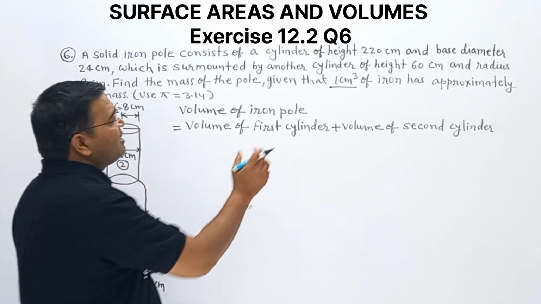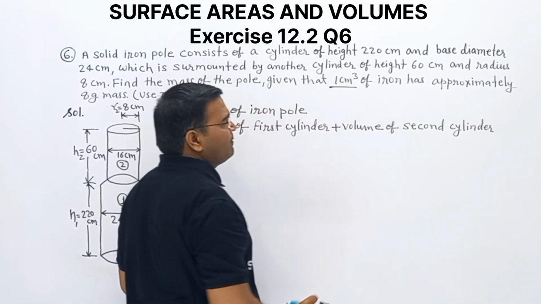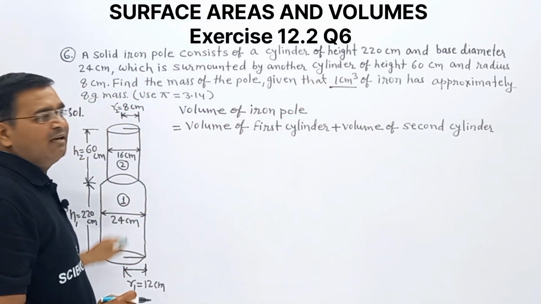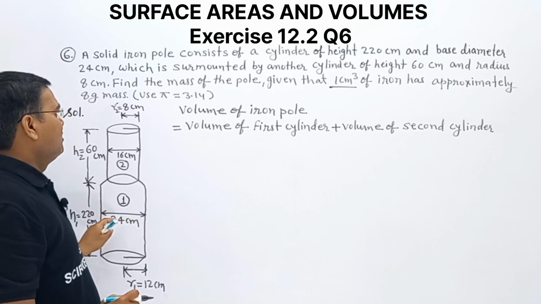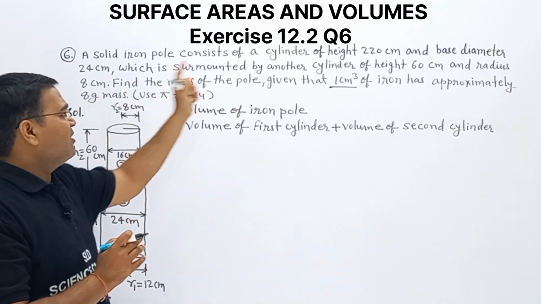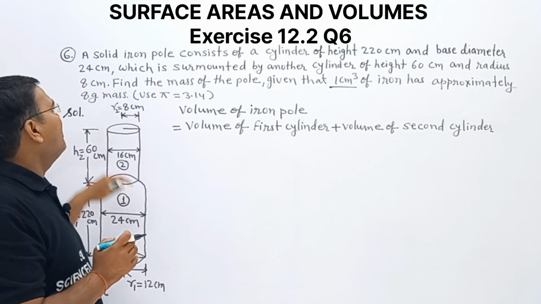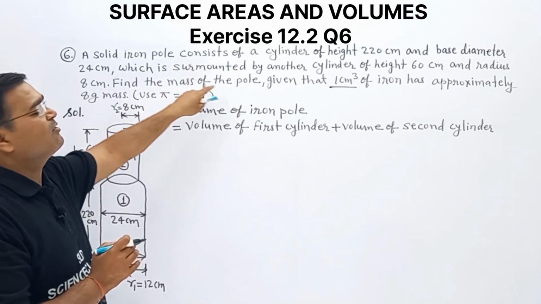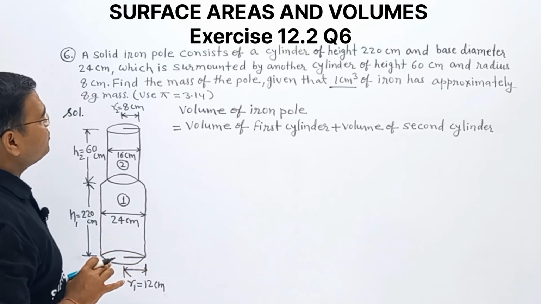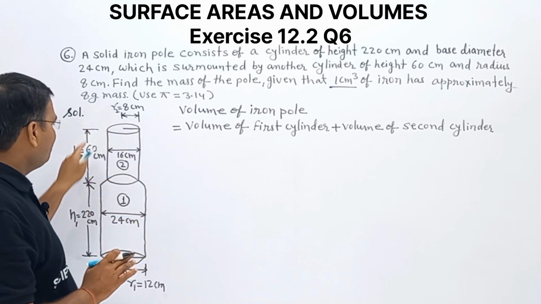Yes or no? 1 centimeter cube, it means we require volume. Centimeter cube is the unit of volume. Once we calculate the volume of this solid iron pole, for every 1 centimeter cube we are having 8 gram mass. Whatever total volume will be multiplied by 8 gram, then we are getting the mass of the pole. And this thing we want. So we want to calculate the volume of the iron pole, volume of this shape.